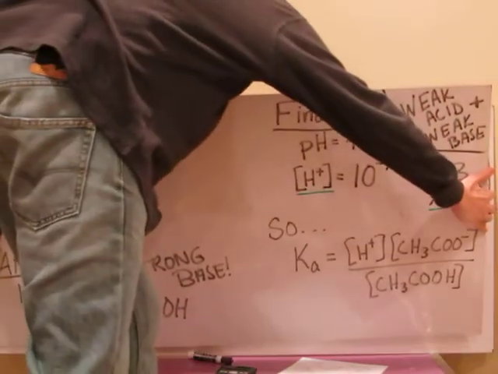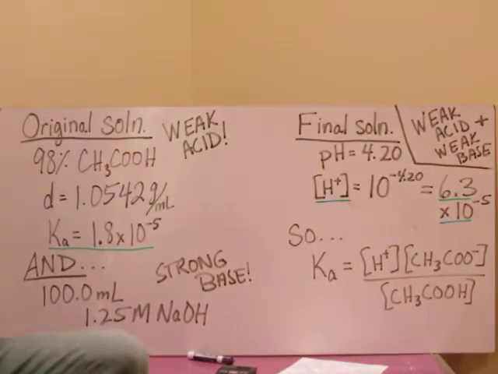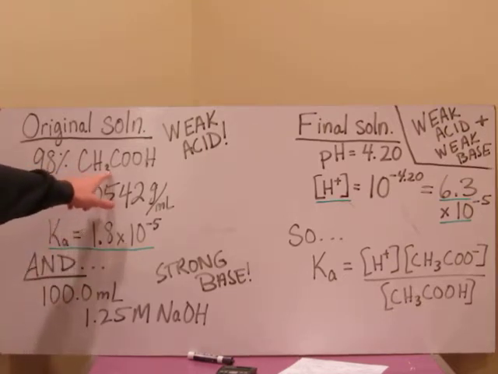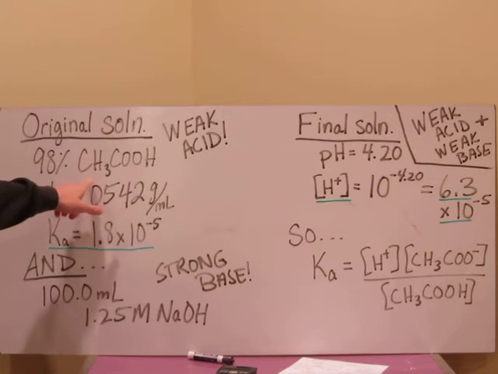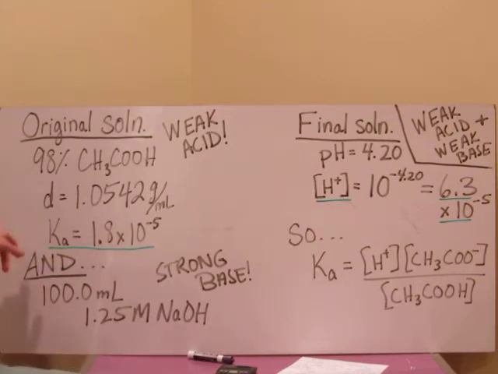All right. So the original solution, this is the information we have. Yes, it's 98% by mass, so gram for gram, 98% by mass acetic acid. I use CH3COOH. You'll sometimes see this as C2H3O2. Doesn't matter, just make sure you're comfortable either way. We've got a density, and Ka. I underlined this in green because this is something that we looked up.